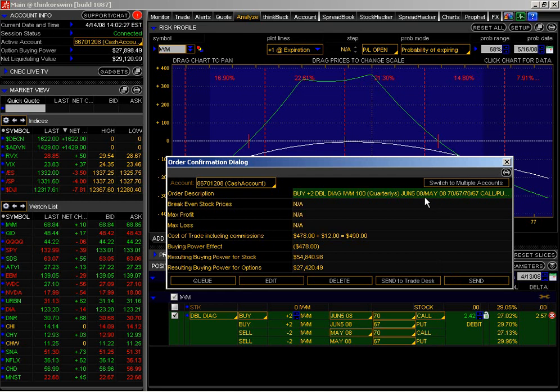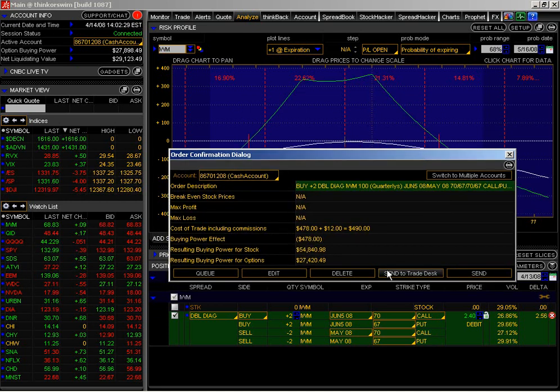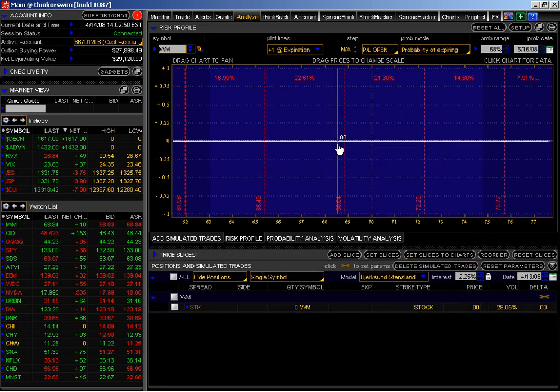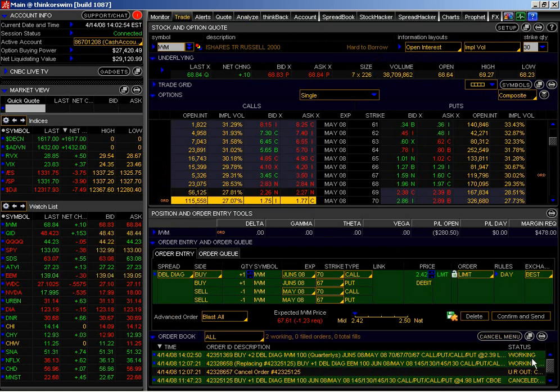I'm hoping we get our mid price on this, because we really do have a very, very tight bid and ask on these. So let's get this off, and our total cost here is $478. That is our margin requirement. $12 in commissions for a total cost of $490. So we're going to send that off, and they are working on that now.